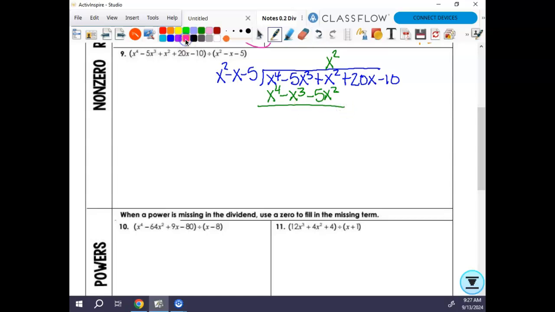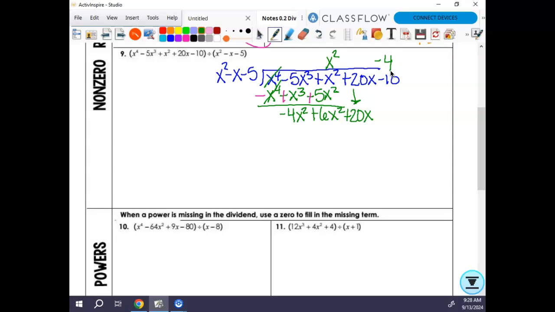Then I change the signs on the second row. Change every single sign you see. These zero out. Negative 5x cubed minus x cubed is negative 4x cubed plus 6x squared. And I bring down my 20x. Okay, everybody with me? Negative 4x squared divided by x squared is what? Negative 4. So that means that this is going to be over here minus 4, like that.